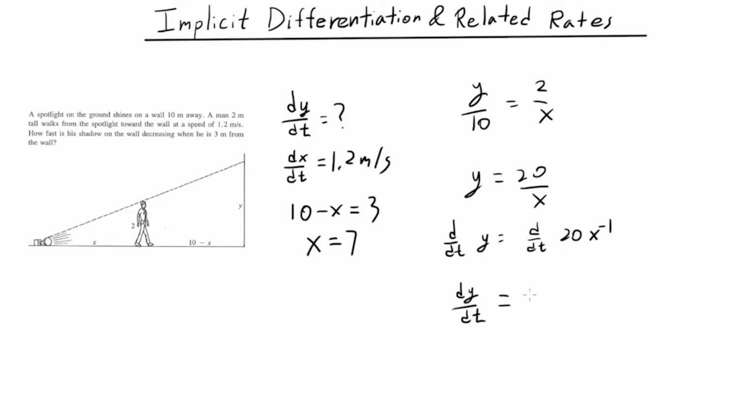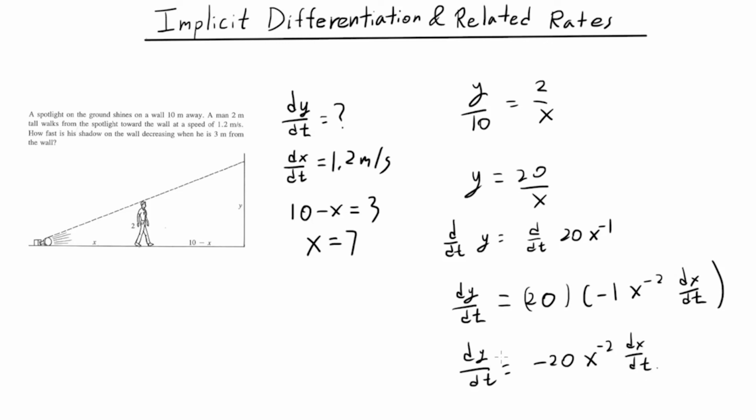Equals, we don't touch the constant terms, so 20 is over here, and we're going to be differentiating x in terms of t, which means I'm going to have -1 like this and x to the power of -2. And on top of this, we have to say dx has been differentiated in terms of t, like this. Okay, so we have dy over dt equals -20 x to the power of -2 dx over dt. And since we want dy over dt and we have all the different values, I guess we can say that we're done.